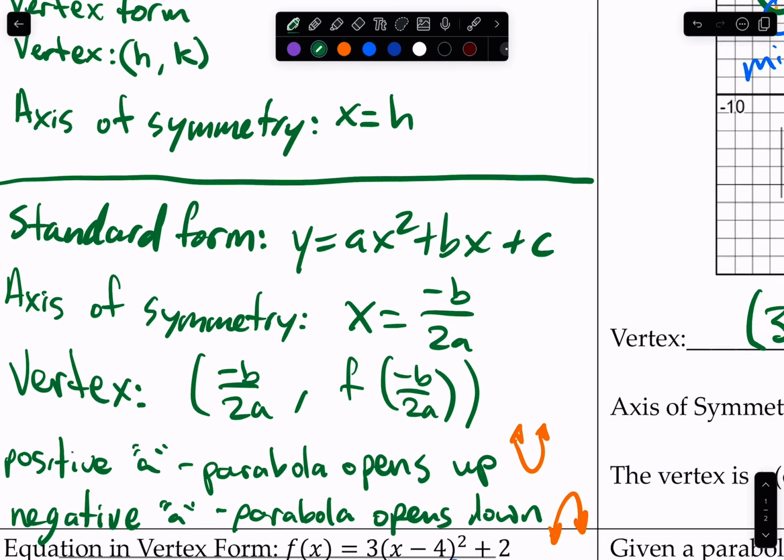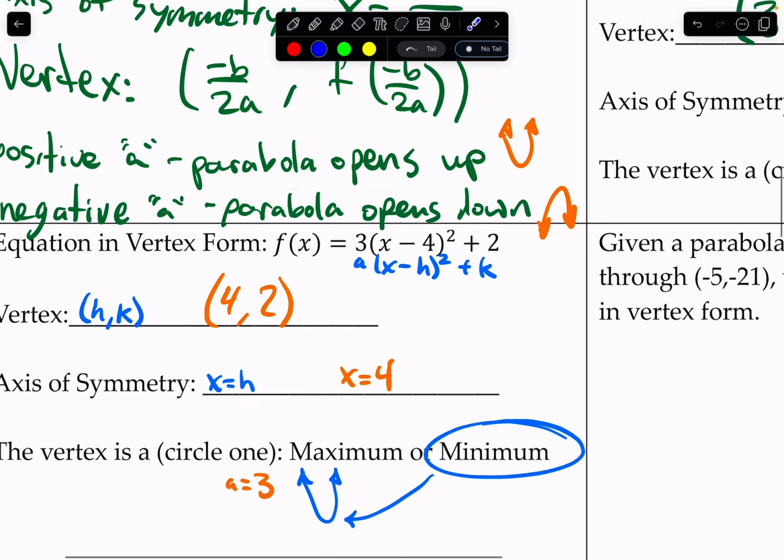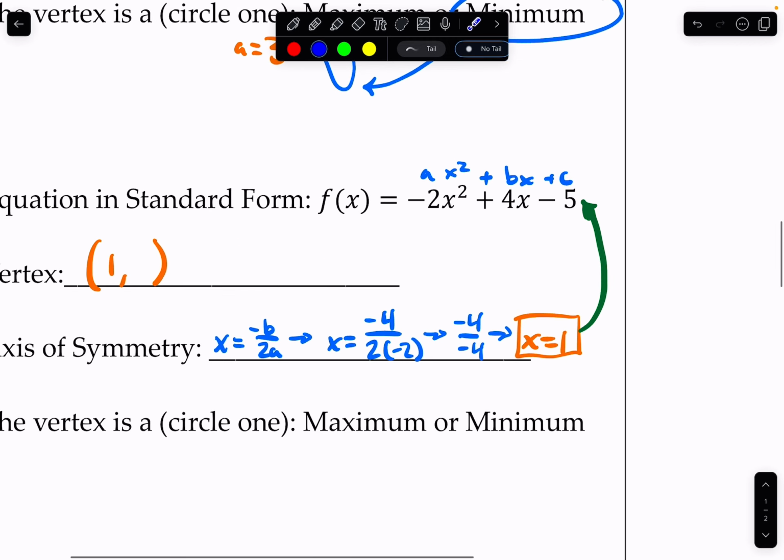If you look up here to find the y value, it's f of negative b over 2a. What that means is you find negative b over 2a, and then you plug it into function f. So that looks a little something like this. We are going to do f of 1. It's an input of 1.